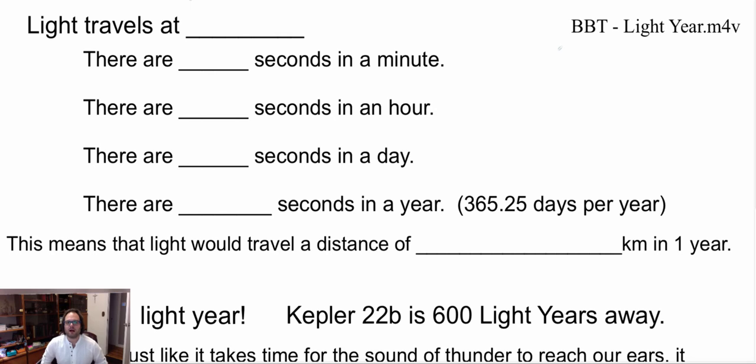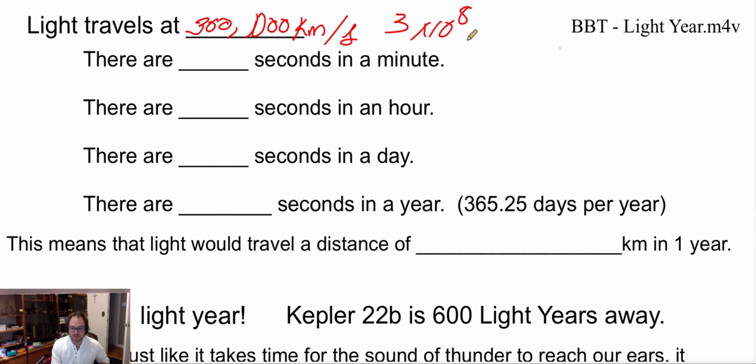So now we're going to look at how fast light travels. Well, light travels at 300,000 kilometers per second. Or in other words, that's 3 times 10 to the 8 meters per second. So that's a 3 with 8 zeros. When you hear things are light years away, what does that mean? So let's analyze this for a second. How many seconds are there in a minute? There are 60 seconds in a minute.